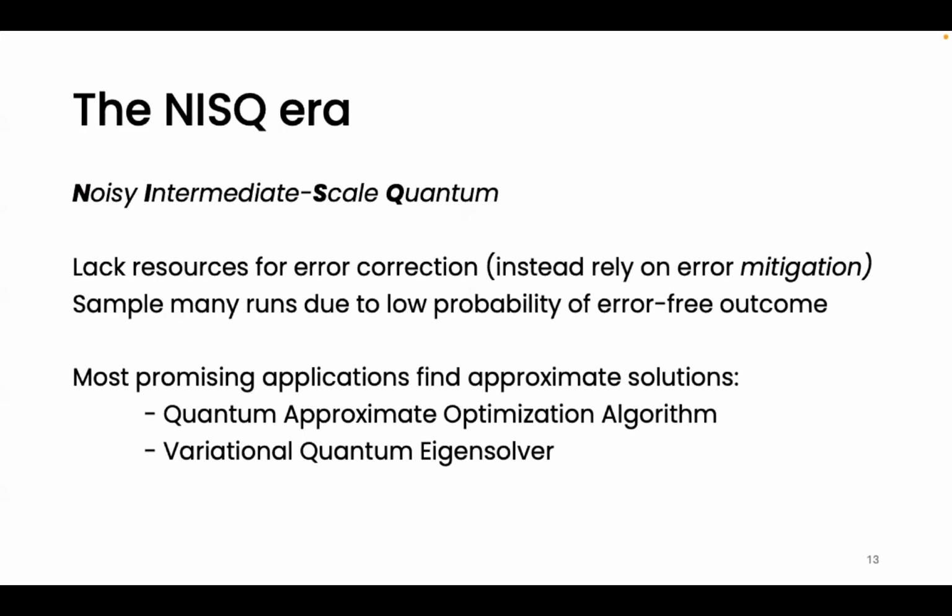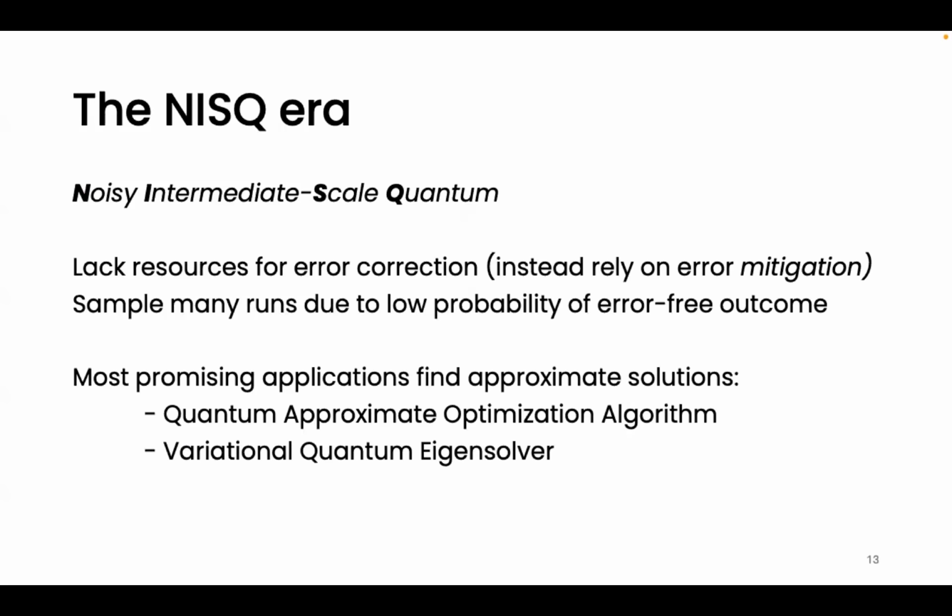And these devices are what we call noisy intermediate scale quantum devices, abbreviated as NISQ. In this NISQ regime, we have hundreds of qubits, which is not enough to do error correction protocols, which I'll talk about in a little bit. So instead, we rely on smaller scale error mitigation tricks.